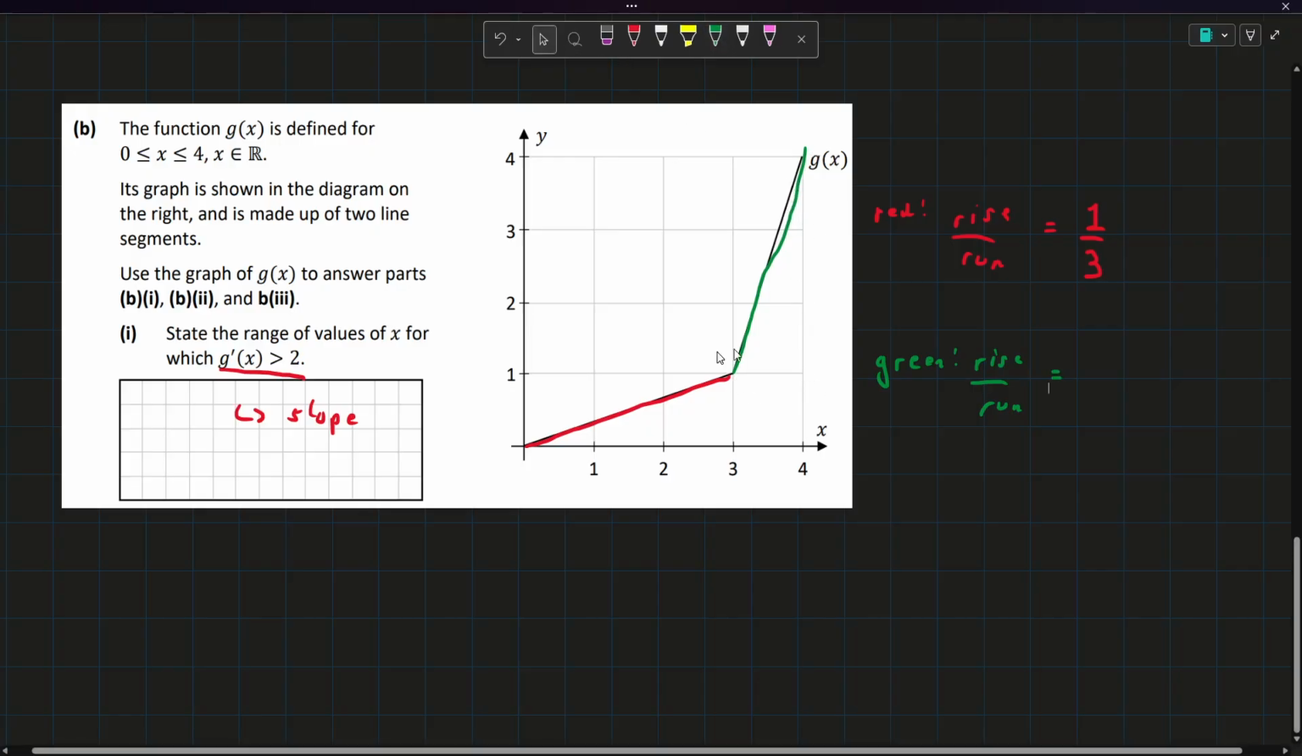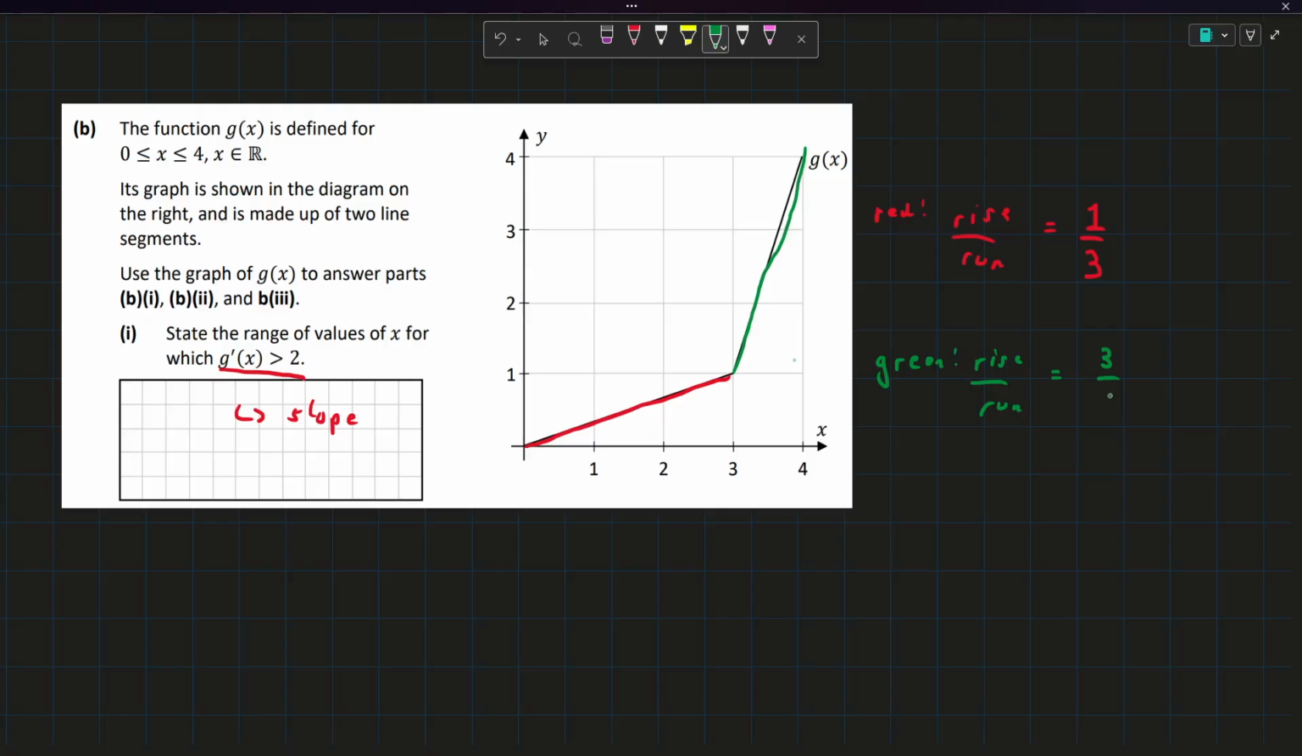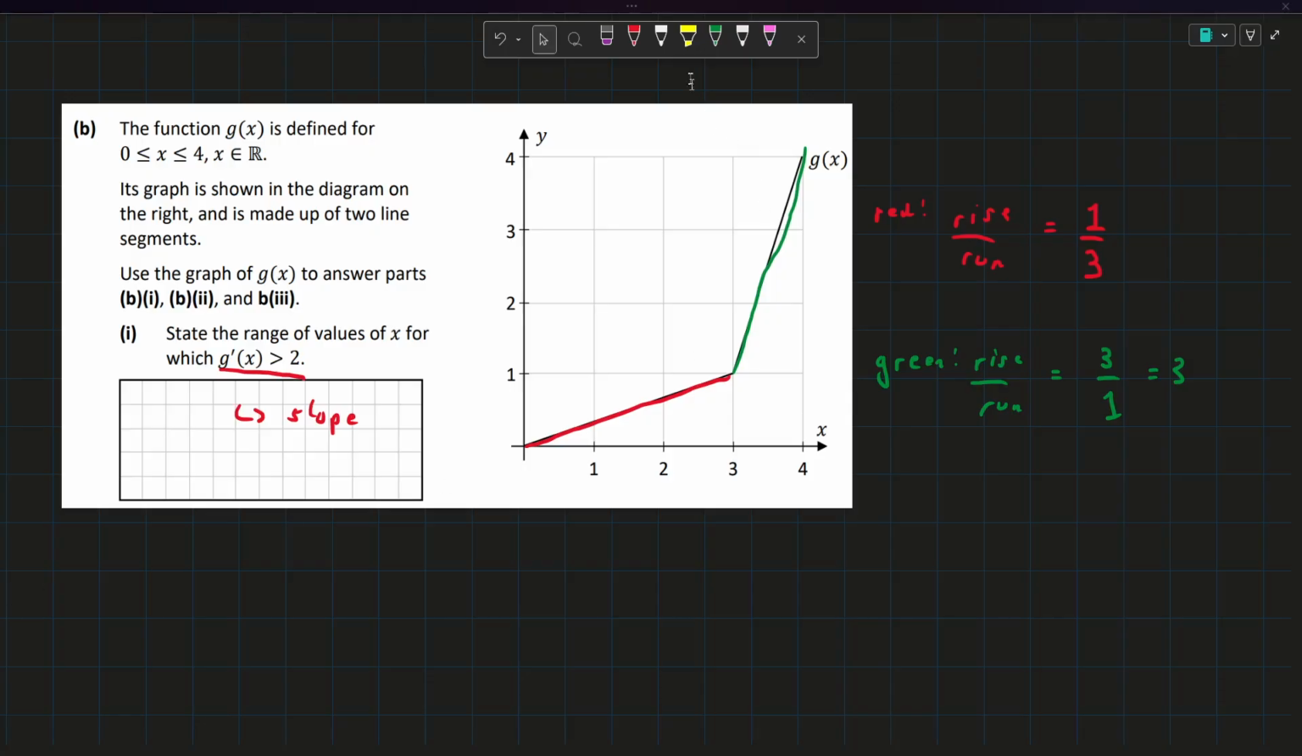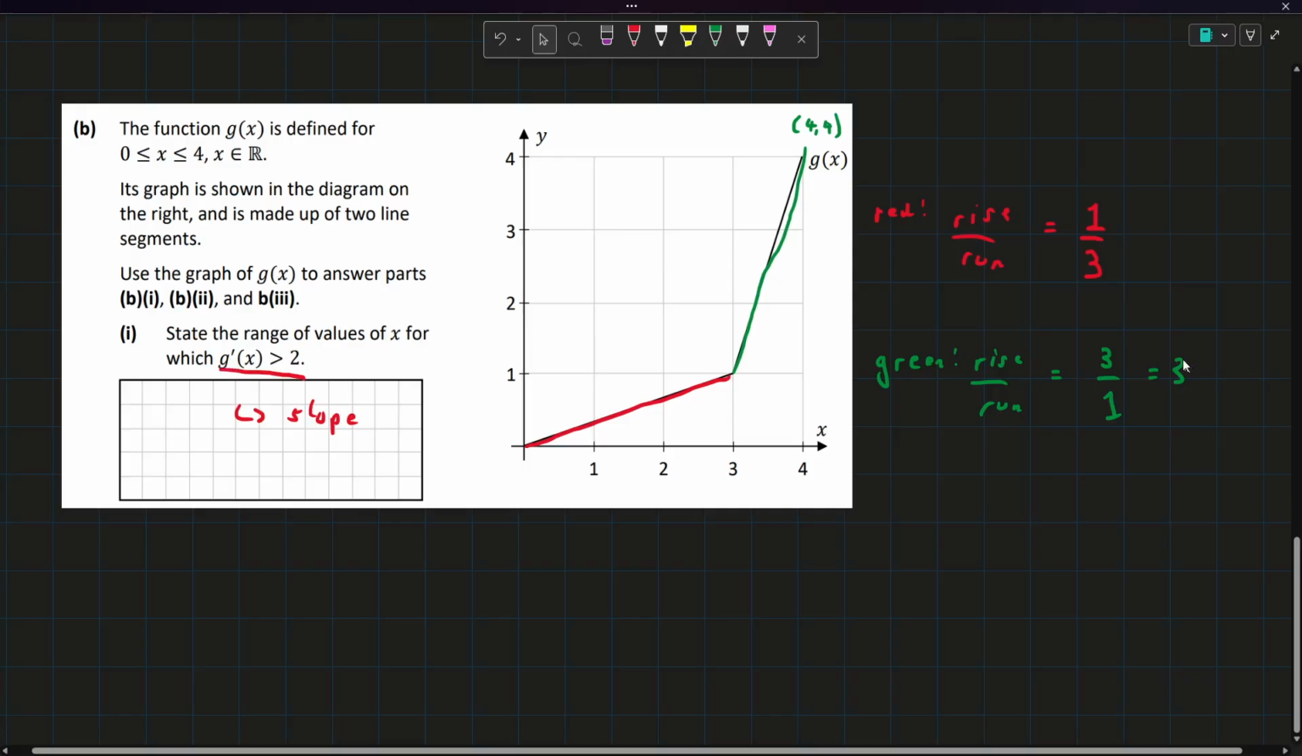So you can see that it goes from 1 up to 4, vertically and then horizontally from 3 to 4. So we have a rise of 3 over a run of 1, which gives us 3. So here the slope clearly is greater than 2. You could also use the slope formula if you want, y2 minus y1 over x2 minus x1. You can just sub in the points, like this point up here is (4, 4), and you can do it that way as well. So clearly, the slope is bigger than 2 in this green portion.